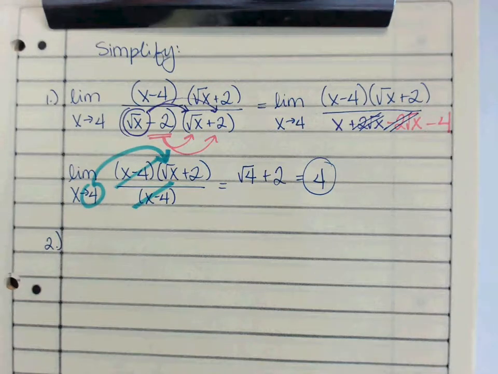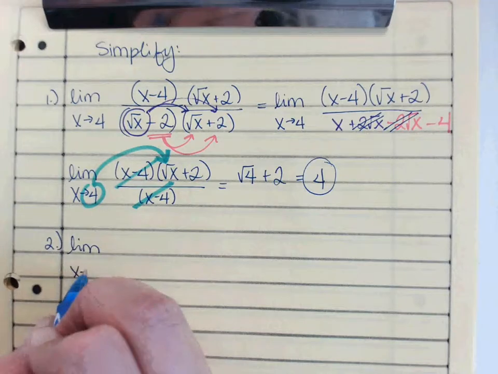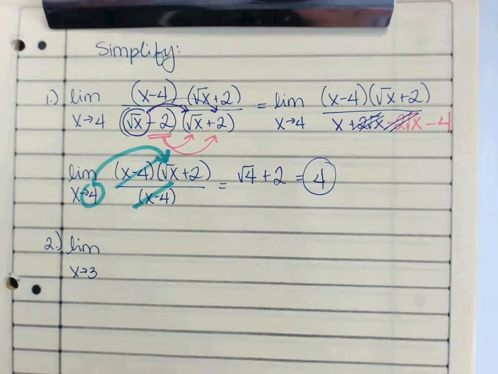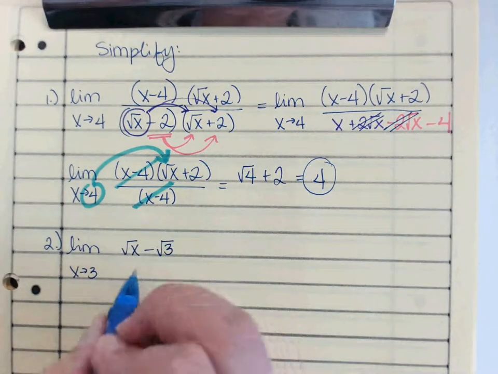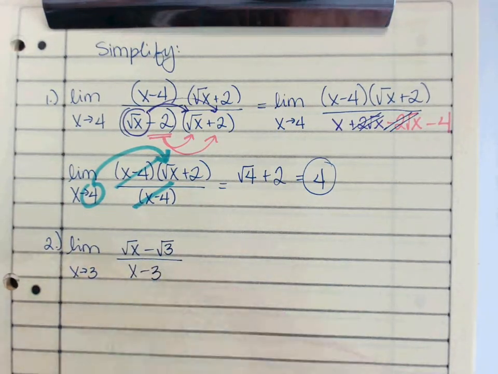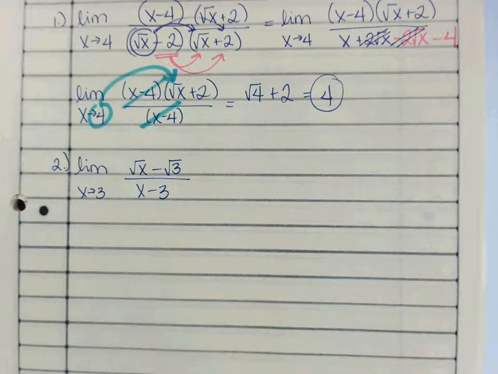Okay, this one is going to be limit x approaches 3 of root x minus root 3 over x minus 3. Okay, I want you to try it on your own. You're going to multiply by the conjugate of the top. Here's why. If I multiply by the conjugate of the bottom, I'm going to get x squared minus 9. Is that on top to cancel out? No, then that's not going to fix the problem.